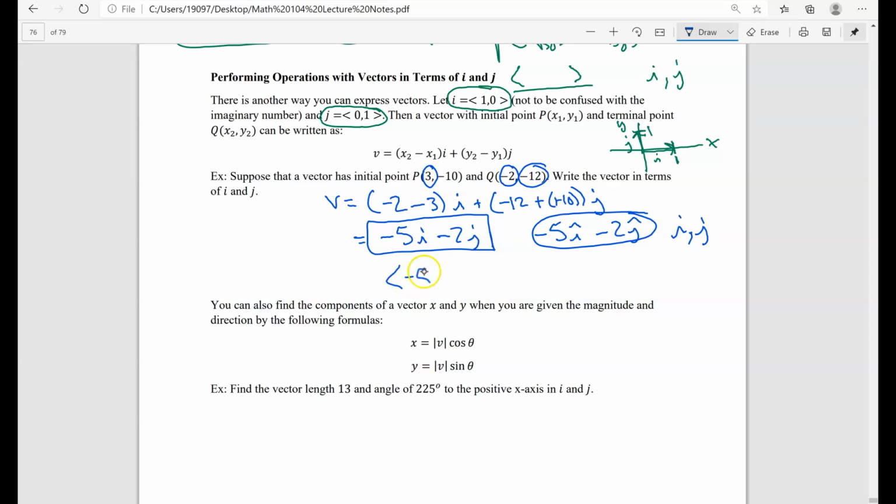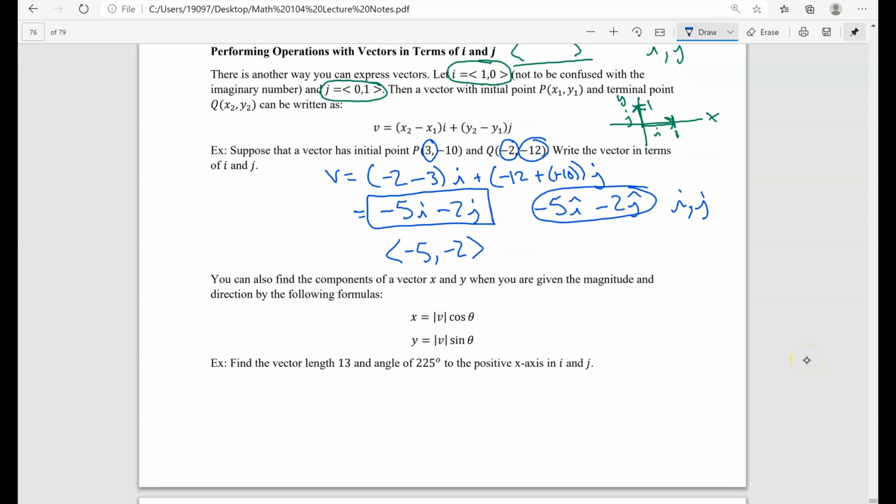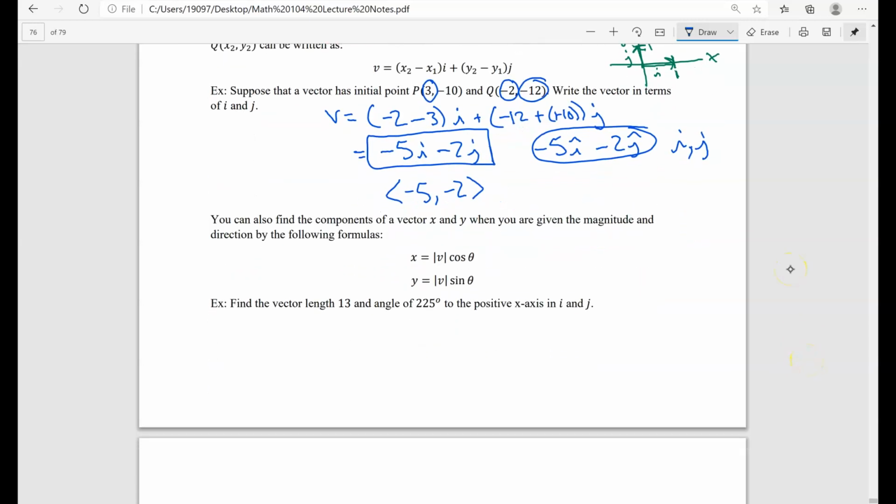Okay, so if you want the vector in IJ form, this is how you want to write it. You can always write it in component form as well. But typically, if something starts off in IJ form, then you want to end it in IJ form. If it starts in component form, you want to end it in component form. If it's a mix of both, then you can just choose whichever you want. So you can also find the components of a vector, x and y, when you are given the magnitude and the direction of the vector.